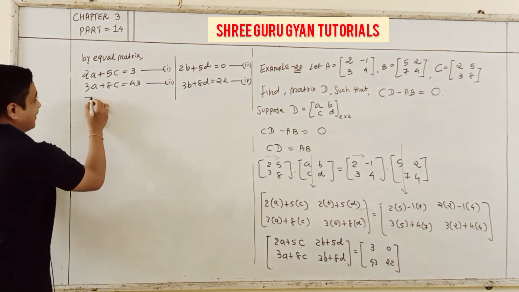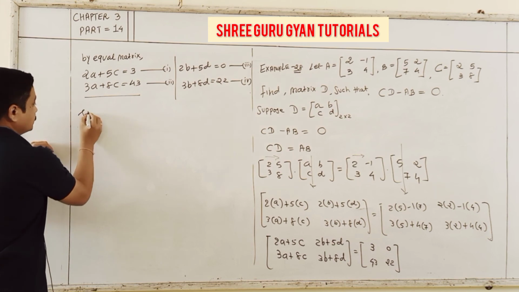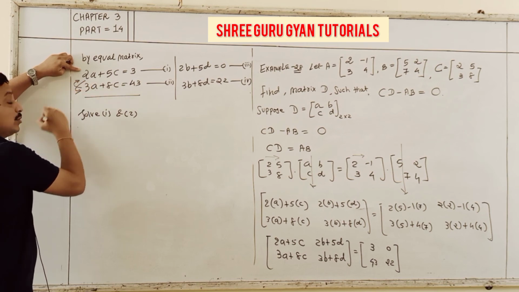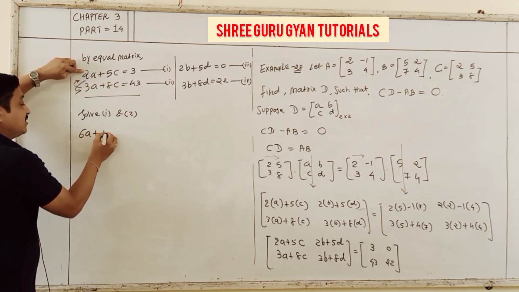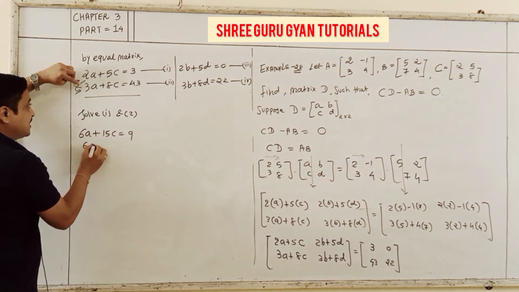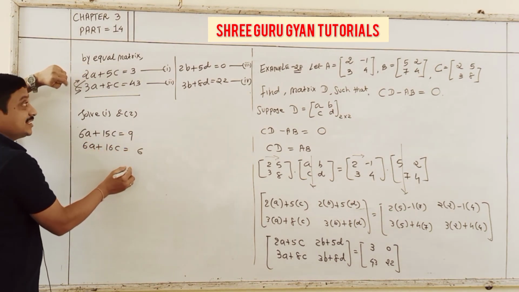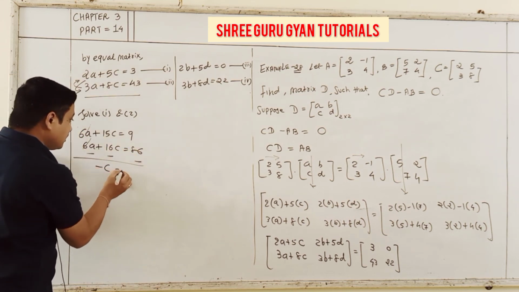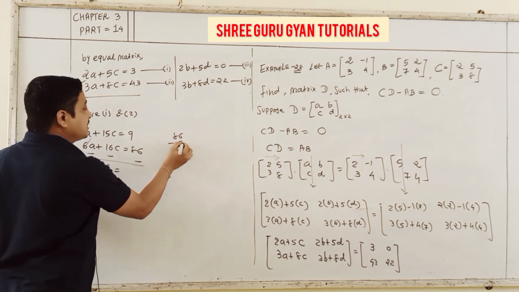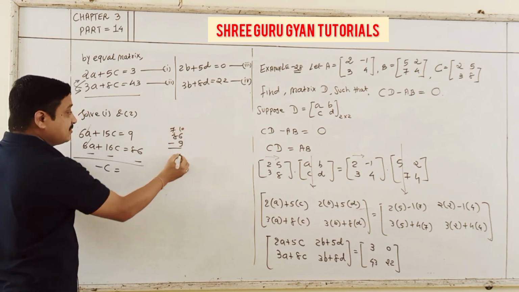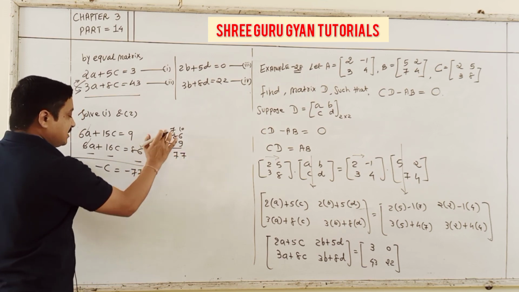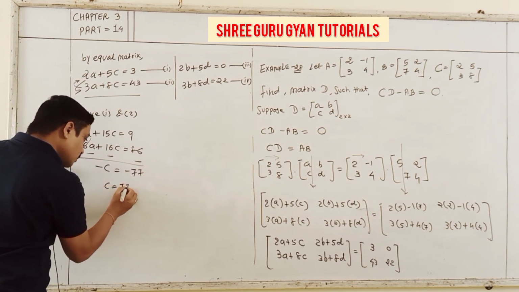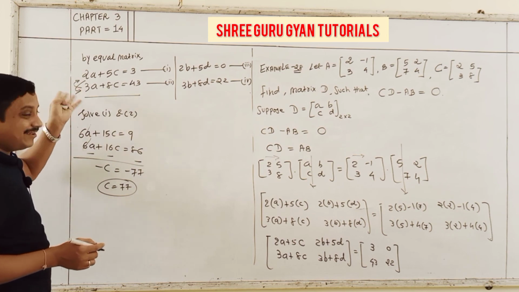Solve 1 and 2. Here multiply statement 1 by 3 and statement 2 by 2. We get 6a plus 15c equals 9, and 6a plus 16c equals 86. The 6a cancels, leaving c only. 86 minus 9 is 77. So c becomes 77.